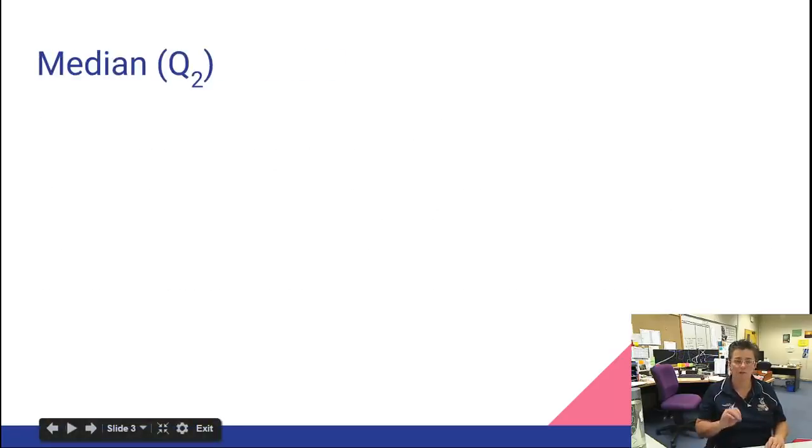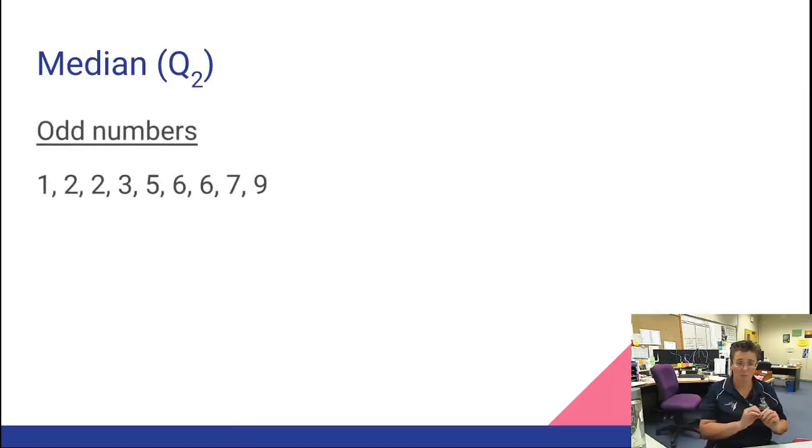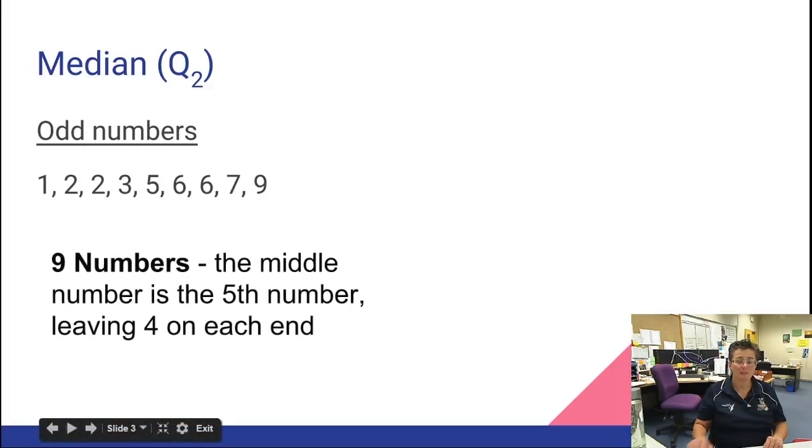So initially, to find the median, as you know, there's 2 ways to find the median, depending on whether it's an odd number or an even number. So if we've got an odd number, so in this case there are 9 numbers. So if we count from each end, the halfway is going to be the 5th number. So if we put a circle around the 5, we've got 4 numbers on the left and 4 numbers on the right. So that's our Q2, or our median of this set of data.